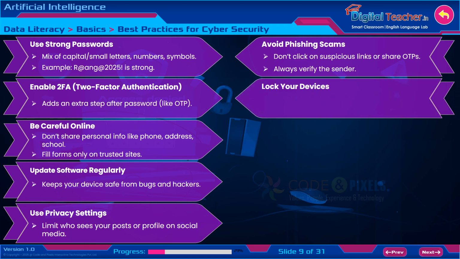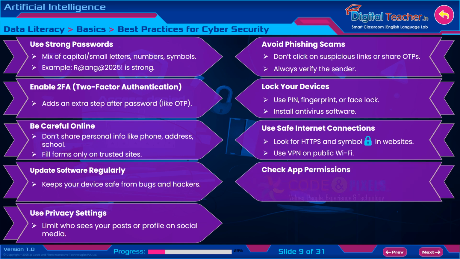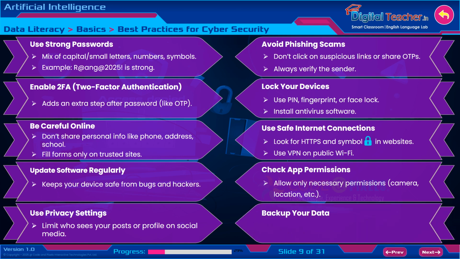Lock your devices. Use PIN, fingerprint, or face lock. Install antivirus software. Use safe internet connections. Look for HTTPS and lock symbol in websites. Use VPN on public Wi-Fi. Check app permissions. Allow only necessary permissions. Backup your data. Save important files on cloud or external drive.